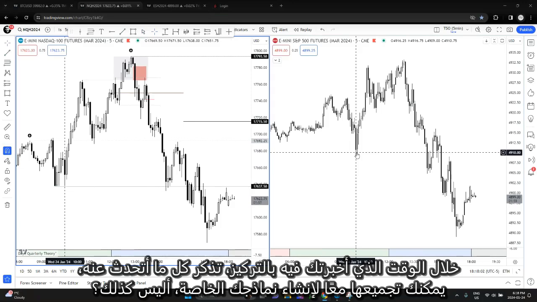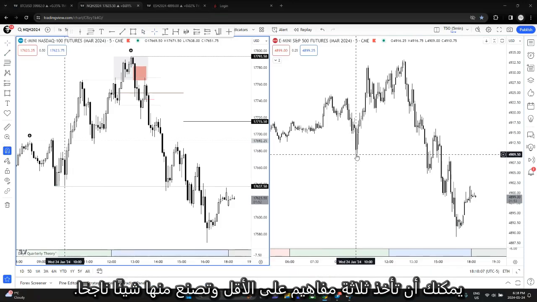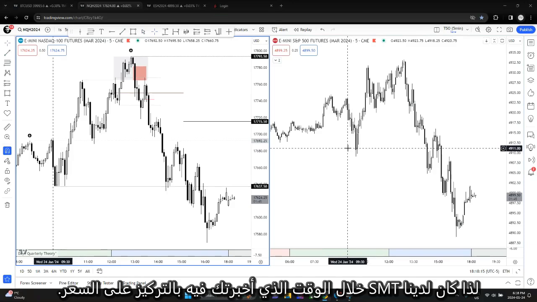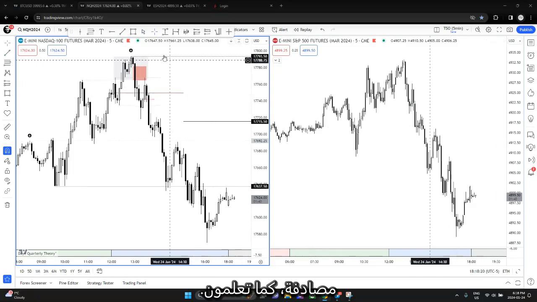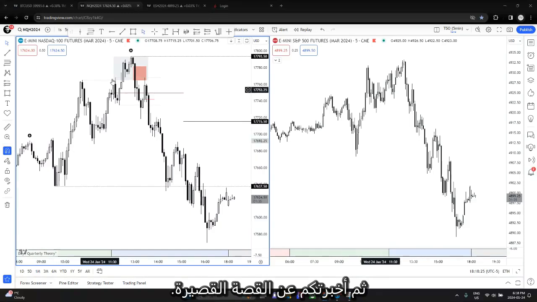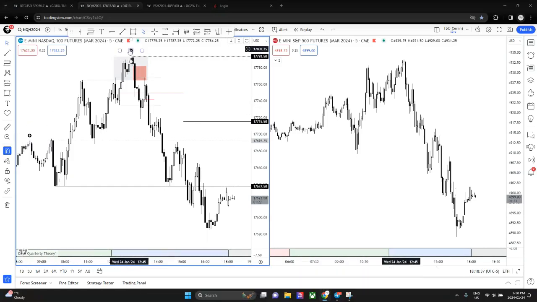Remember, everything that I talk about, you put them together to make your own models, right? You can take at least 3 concepts and make something that works. So we had SMT during the time that I told you to focus on price. Coincidence? No. And then we got a buy from here. Then I told you guys about the short. The reason why I told you guys about the short was so I could introduce this today, because I saw it and I saw the opportunity.